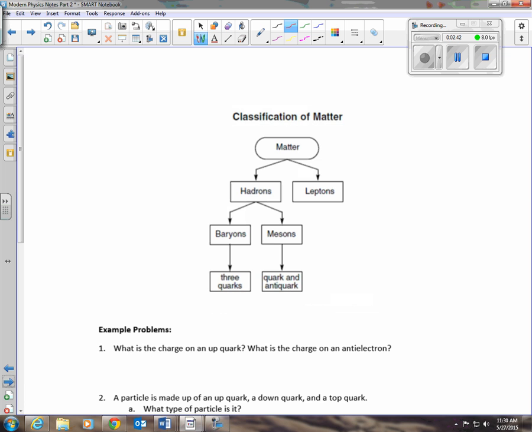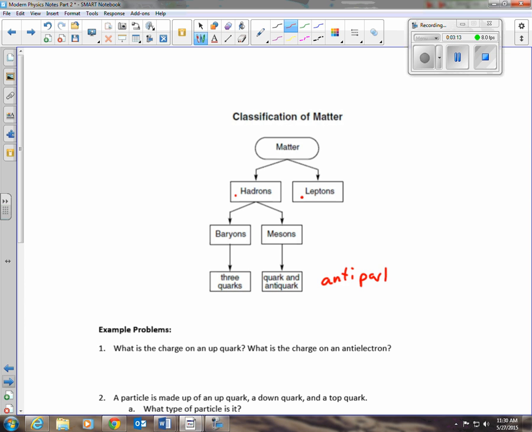So your next reference table looks like this. All matter can be classified as hadrons or leptons. Leptons never combine with anything else. They're just single particles. Remember, you can look those up on the other chart. And hadrons can be split into 2 classifications, baryons or mesons. Baryons are always made of 3 quarks. Mesons are made up of a quark and an antiquark.